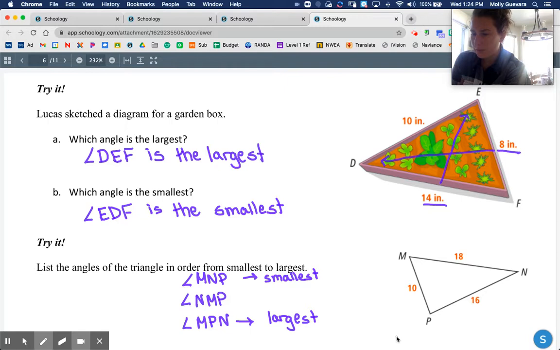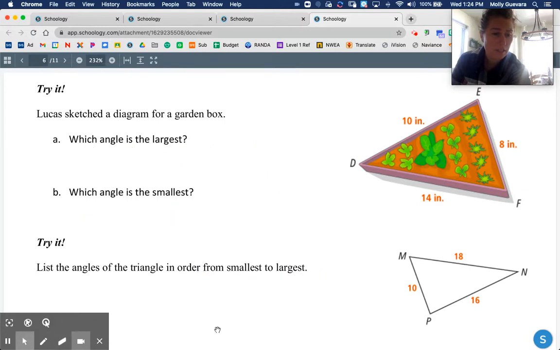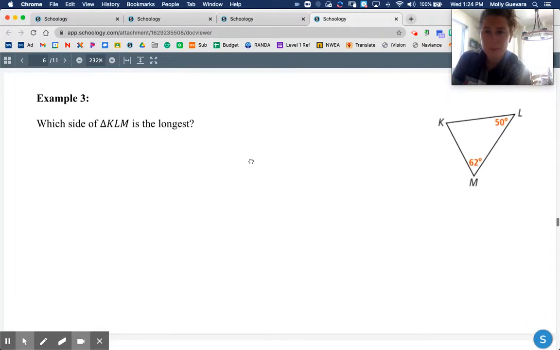All right. Hopefully that makes sense. If not, make sure you reach out, ask questions. We're going to do another example here.